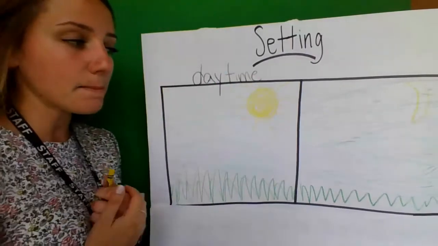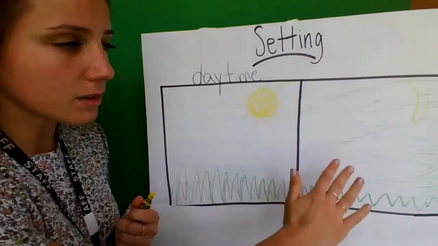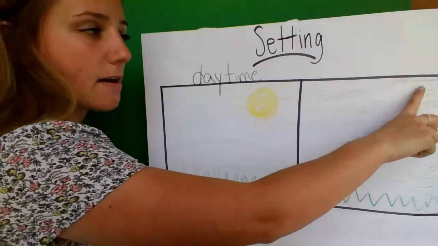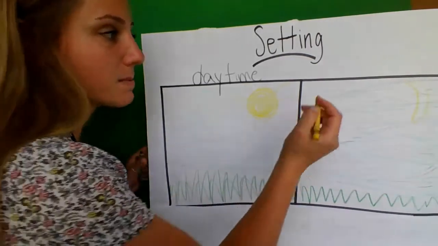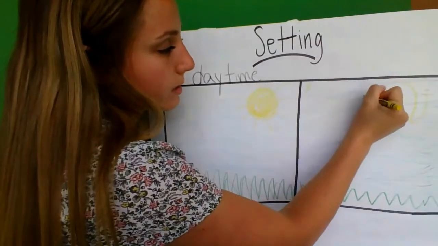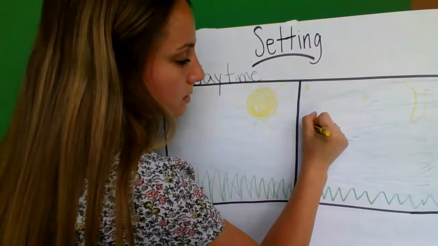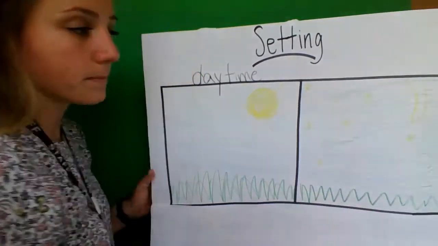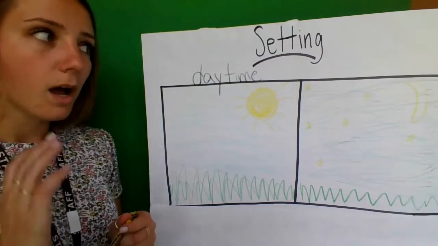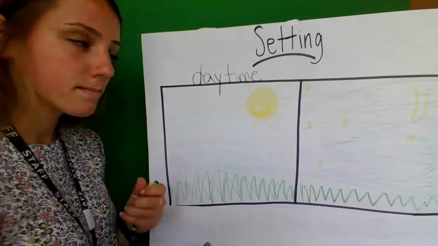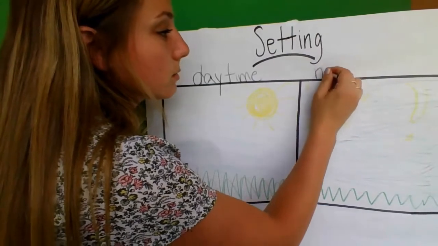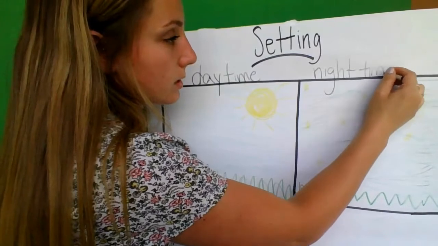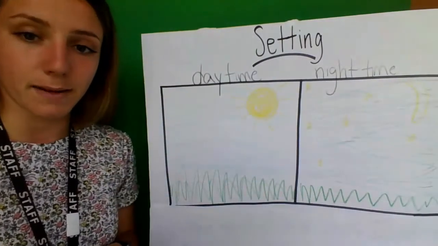I had daytime. Then I made everything a little bit darker. And the sun is now gone, and I have the moon out. And maybe even some stars. What do you think? You think I drew nighttime? Well, you would be absolutely correct. So I changed it here and I drew the nighttime.